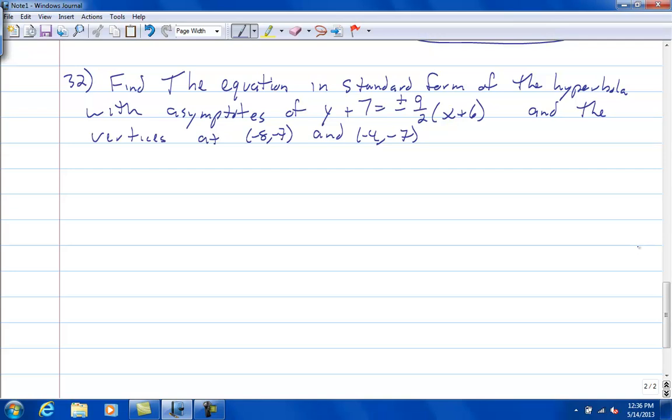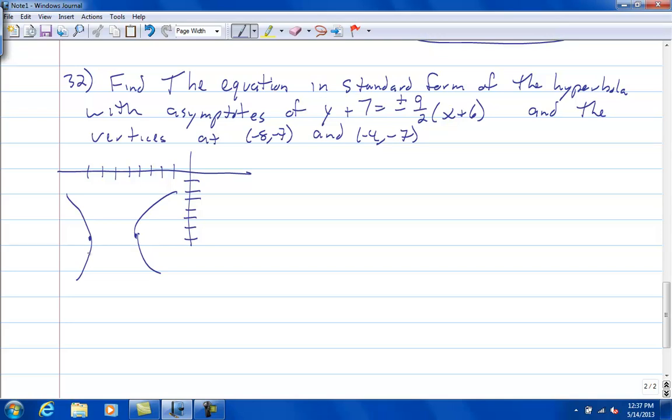Okay, the last problem here. Find the equation of standard form of the hyperbola with asymptotes of y plus 7 equals plus or minus 9 halves times x plus 6, and the vertices at negative 8, negative 7, and negative 4, negative 7. So again with this one, 1, 2, 3, 4, 5, 6, 7, 8. 1, 2, 3, 4, 5, 6, 7. So negative 8, negative 7, negative 4, negative 7. It's going to open up sideways.